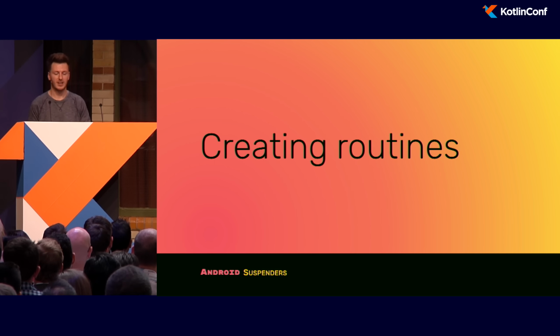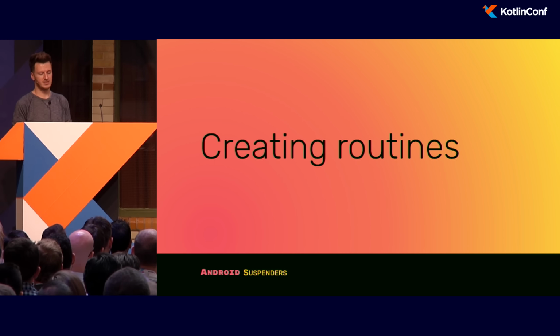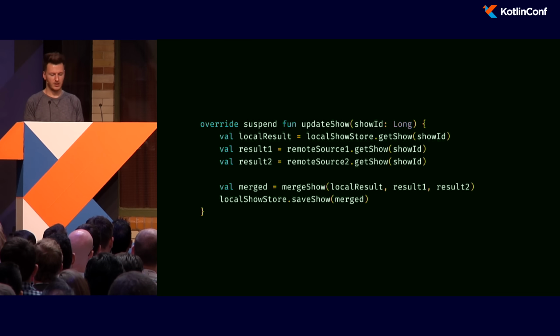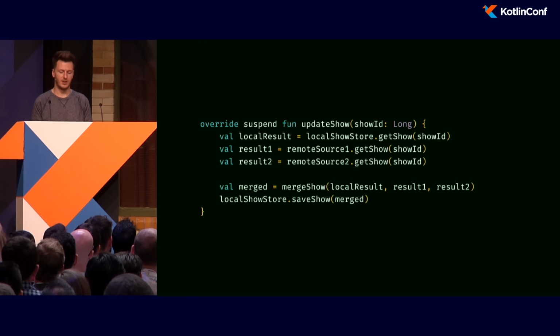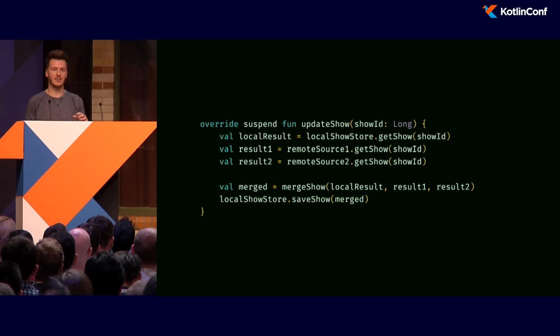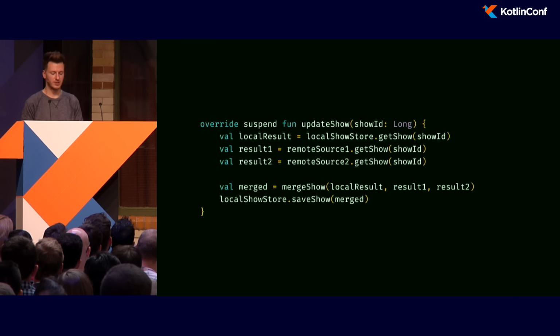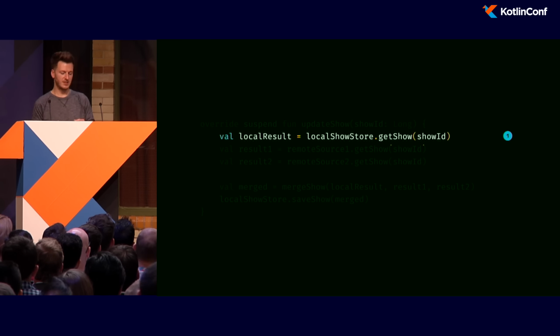So hopefully by now you're thinking about using Coroutines in your app. So let's now talk about how you actually write them and use them. Here's a suspending function from the app. It's from the data repository, the data layer within the app. It's given a show ID, and it updates the show. It's pretty simple, really. The first thing it does is get it from the local store, so the local database.